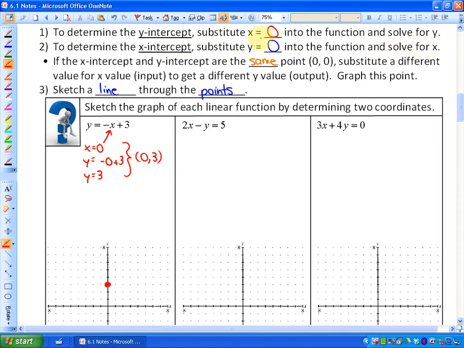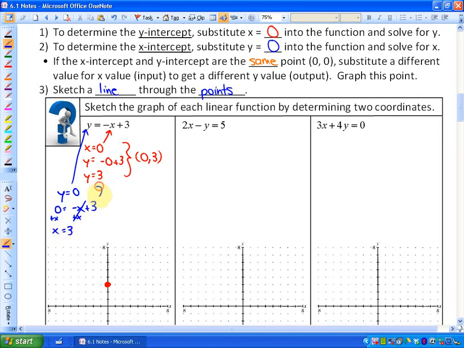So for the y-intercept, substitute x equals 0; for the x-intercept, substitute y equals 0. If I substitute y equals 0 into this function, I'll get 0 is equal to negative x plus 3, and now just isolate or solve for x. So I could add x. This is just doing some algebra, and we'll have x equals 3.